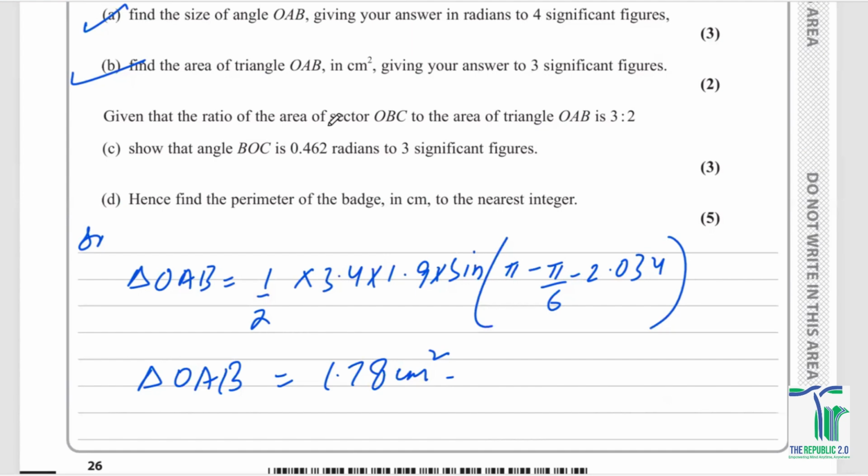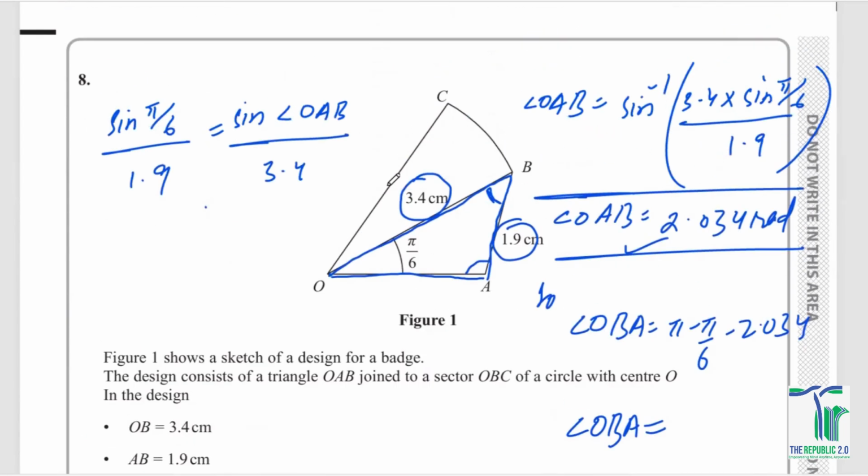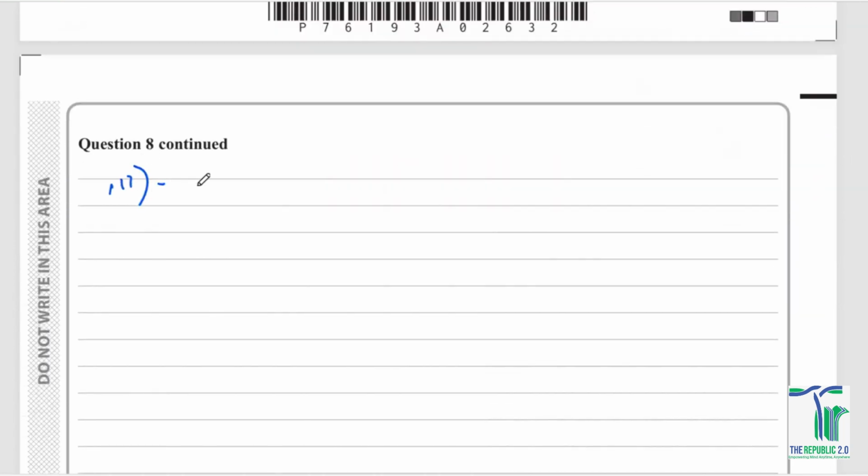So first of all, how would you get the area of sector OBC? If you're looking for the area of sector OBC, it has to be 1 by 2 r square theta, but we do not have the angle over here. So what I'm going to do is calculate for part 3. I'm going to write 1 by 2 r square theta, where r square was 3.4 square, times theta.